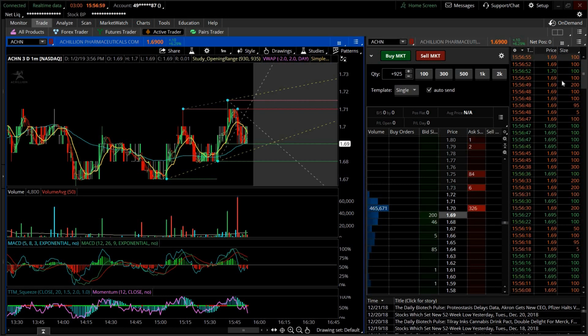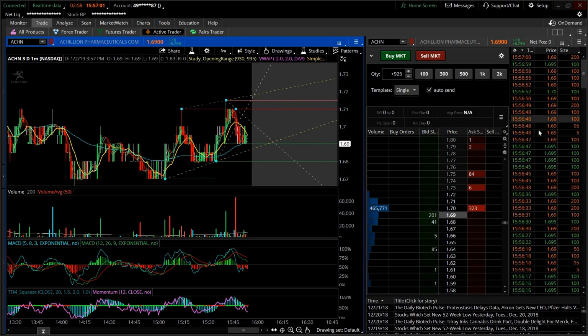See, the sellers are coming in. If there's more sellers than buyers, it might push to the downside. Yep, more sellers are coming in. Big chunk of buyers. Yeah, it looks like this is going to be a stalemate all the way to the end.